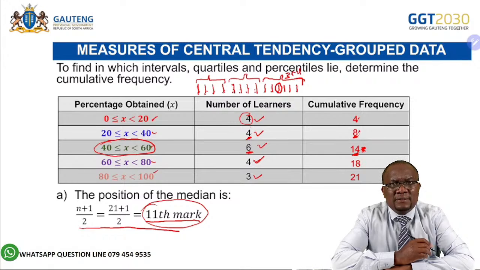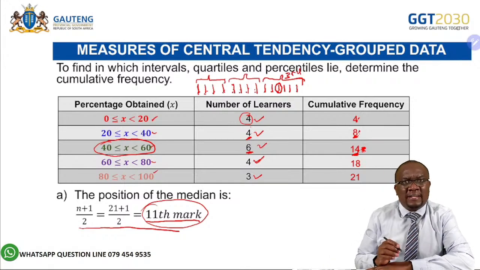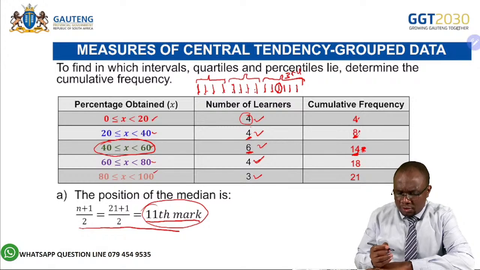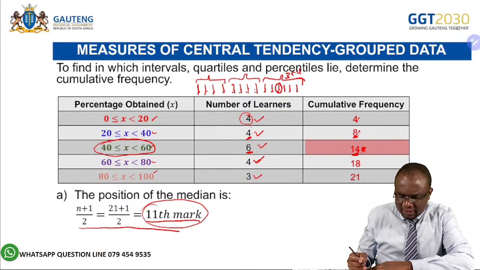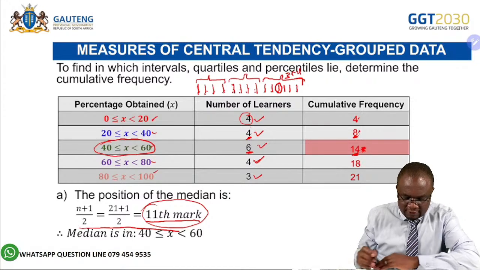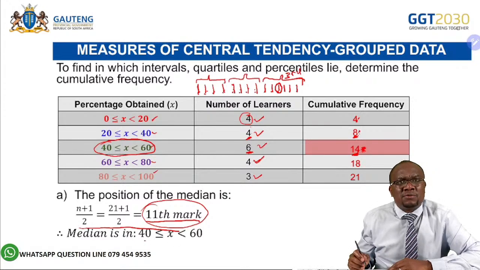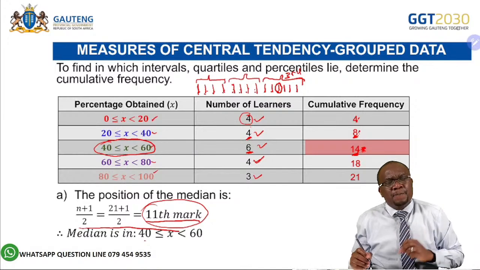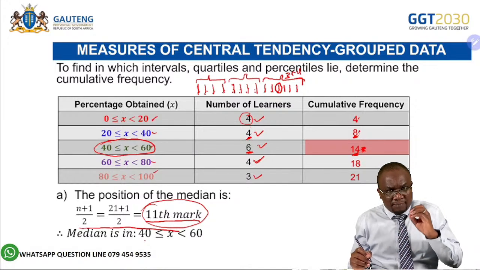Okay? Right. Once we get that, we are fine. Okay? So where does the median lie? The median lies in the class interval, which says 40 to 60. 40 included, but 60 not included. This is how you find where the median lies.